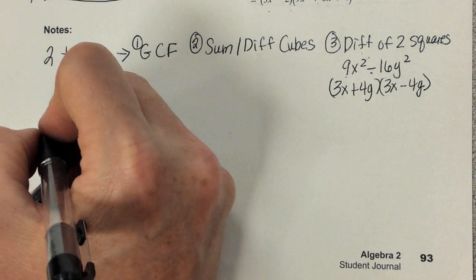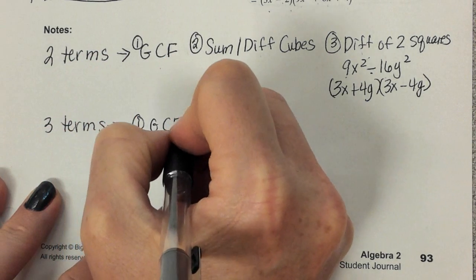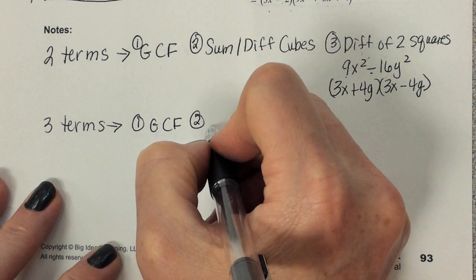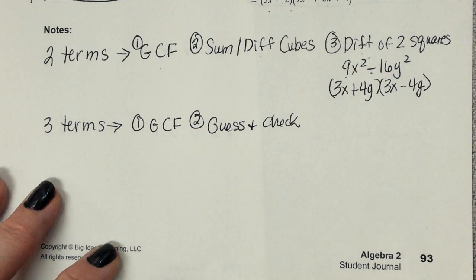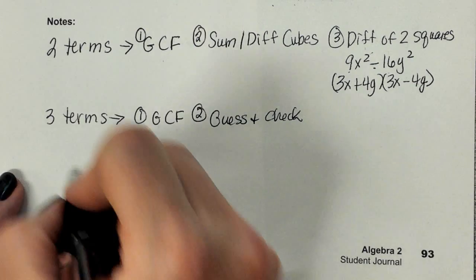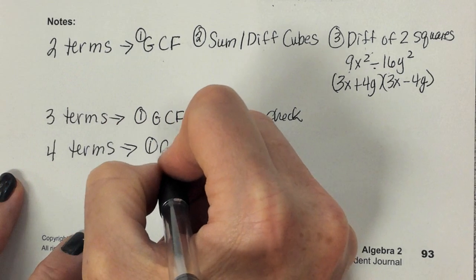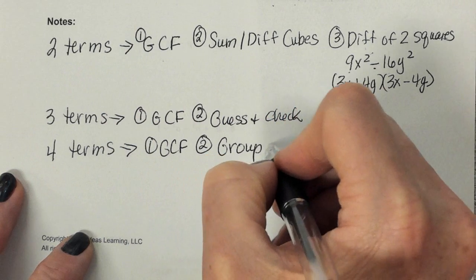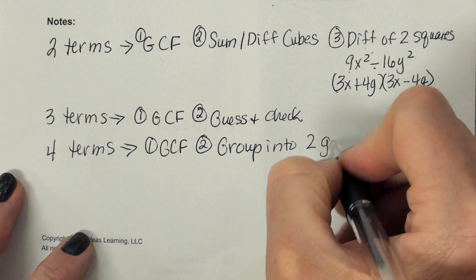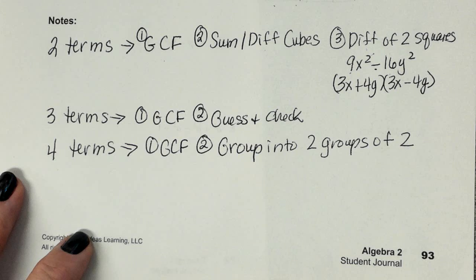Okay, the next thing, we could have three terms. Again, we always look for a GCF first. Second, if we have three terms, we want to do a guess and check. That's really all there is to do with three terms. The last thing we can have is four terms. When we have four terms, we still always look for the GCF first, but this is also where we're going to group into two groups of two.